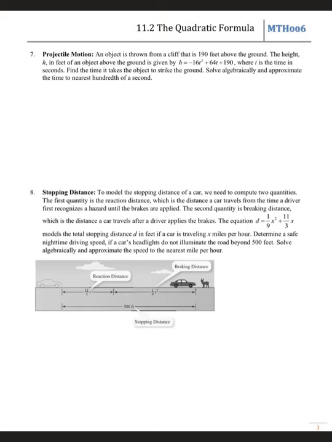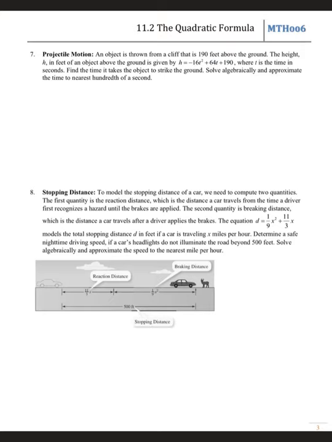Number 7 talks about an object is thrown from a cliff that's 190 feet above the ground, and then it gives it this formula here. They're just telling us this 190 is this 190. That's where it's the height it's being thrown from. And we want to find the time, so we want to find the t. We're going to let h be 0 because if you're standing on the ground, your initial height is 0. And if they're throwing something up and it's coming back down, we want to find the time it takes for that object to come back to the ground. So you are going to be using the quadratic formula with these values.